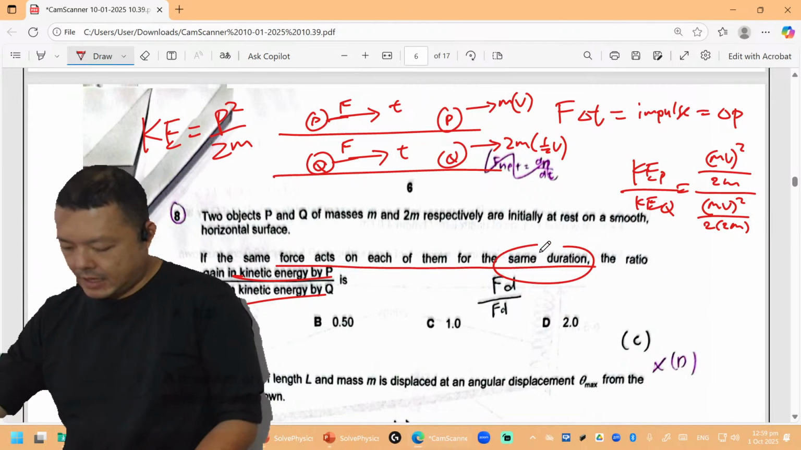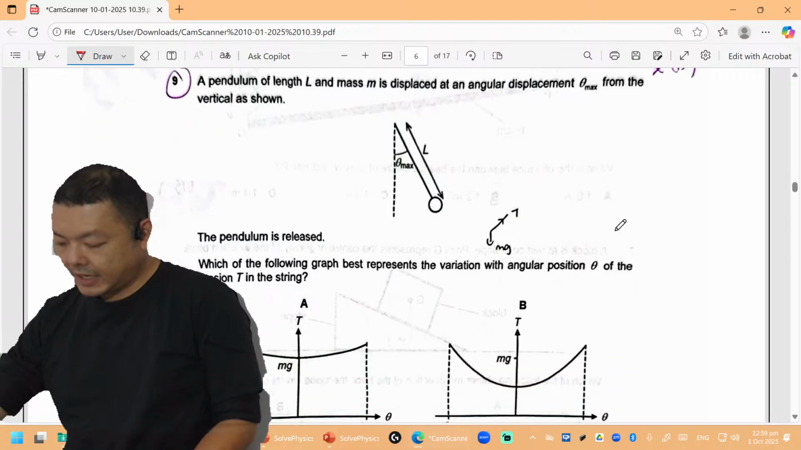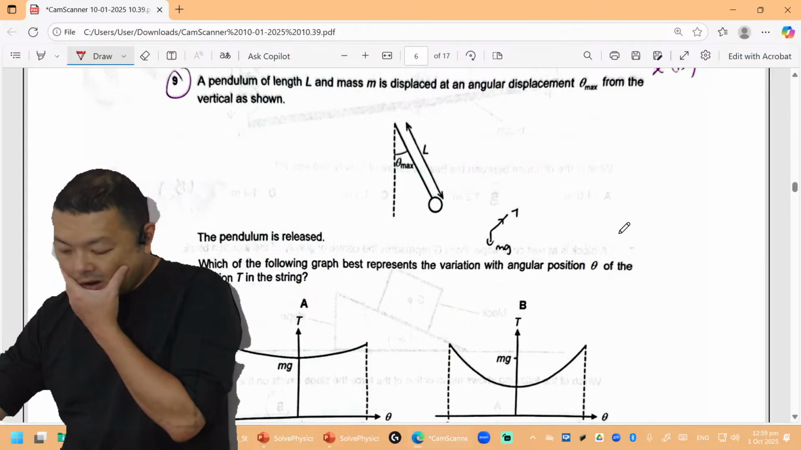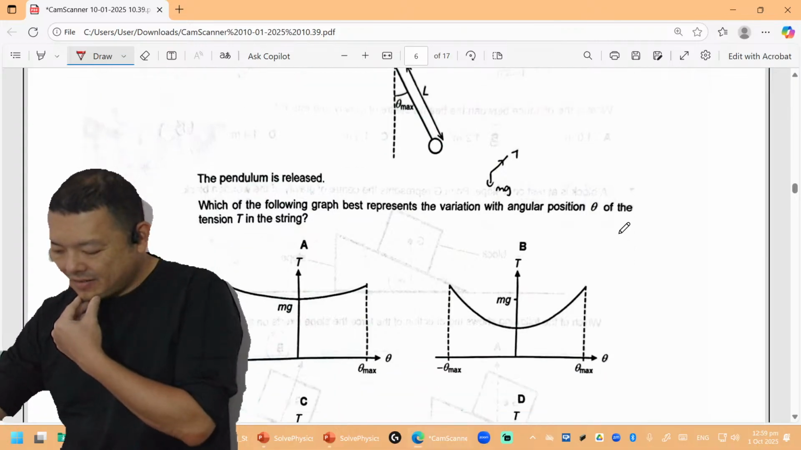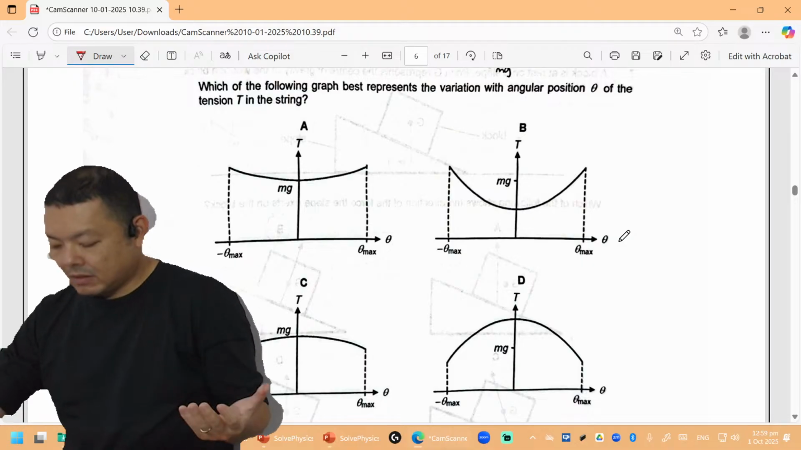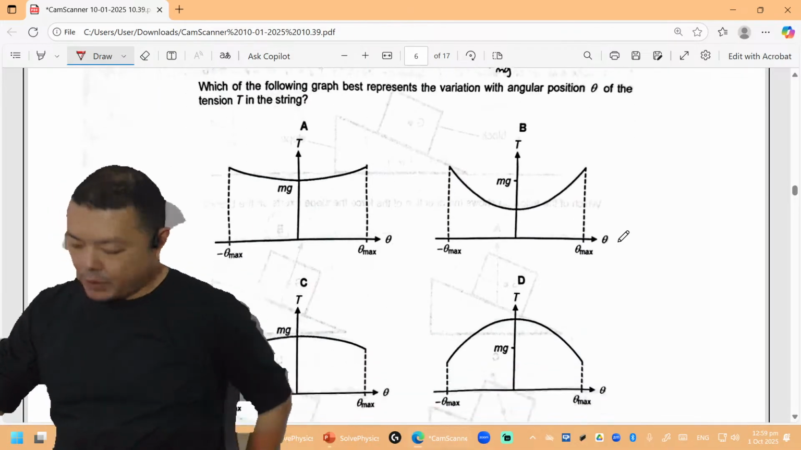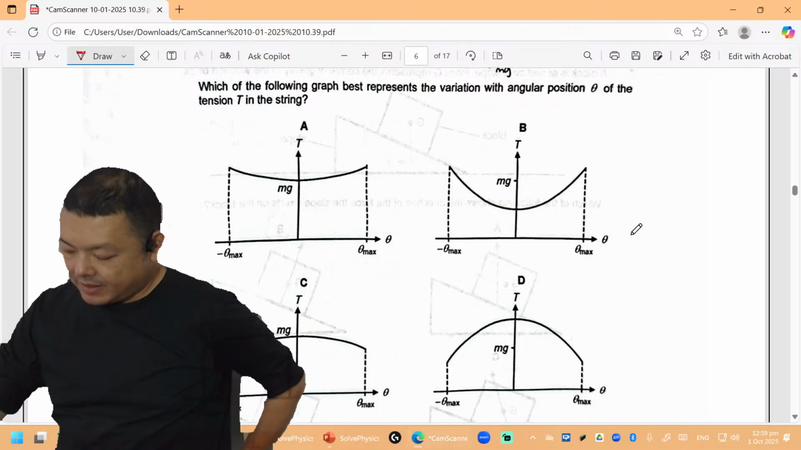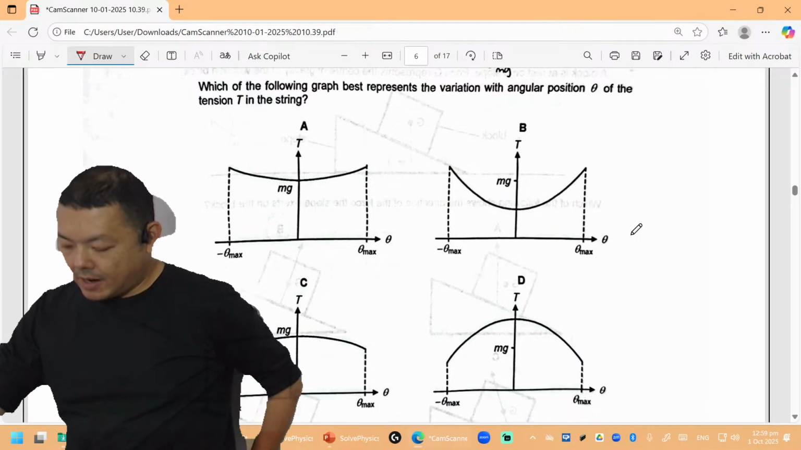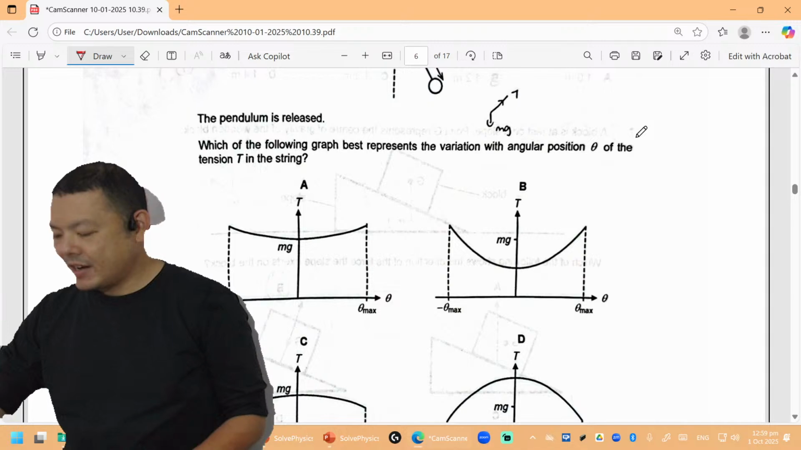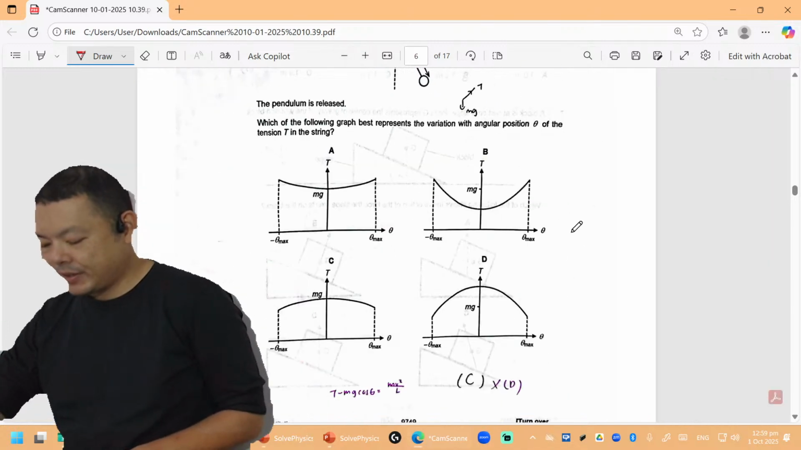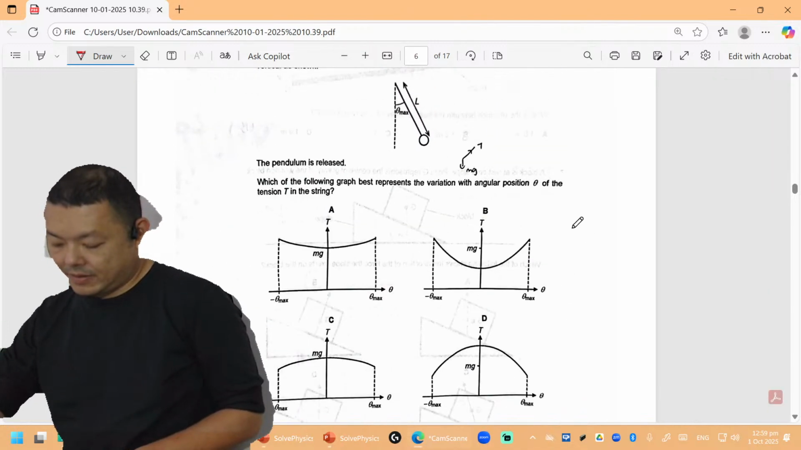So this will be for question 8. Yeah, tension. Okay, tension. Well, the only thing I can do is to compare between C and D though. Okay, not exactly a very fair question, to be honest. Between C and D.